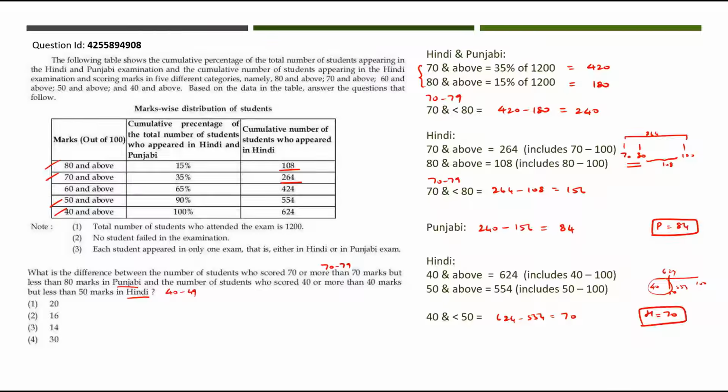The question is about the difference between these two values. So to get the difference we have to subtract Punjabi minus Hindi. 14 will be the difference between both the values, and option 3 has 14. Option 3 will be the right answer.